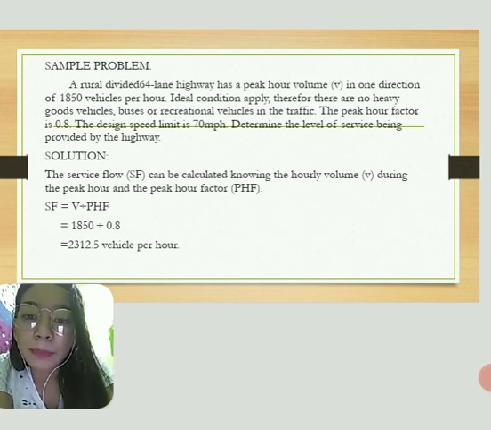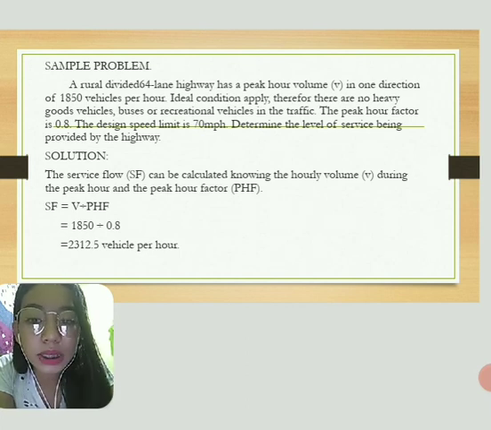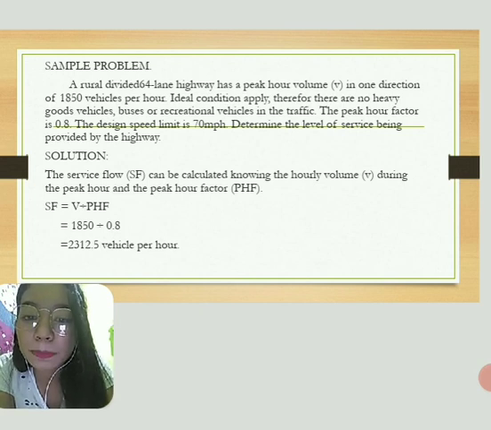Sample problem: a rural divided 4-lane highway has a peak hour volume, V, in one direction of 1,850 vehicles per hour. Ideal conditions apply, therefore there are no heavy goods vehicles, buses, or recreational vehicles in the traffic. The peak hour factor is 0.8. The design speed limit is 70 kilometers per hour.